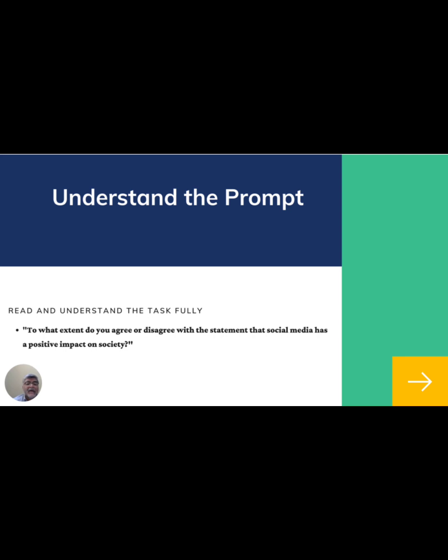So for example, here, there are some key points like it says, do you agree or disagree with this statement? And what this statement is, social media has a positive impact on society. So when you underline the keywords, society is a keyword, positive impact is another keyword, and social media is another keyword. These are the limits which tell you what to write about and what not to write about.